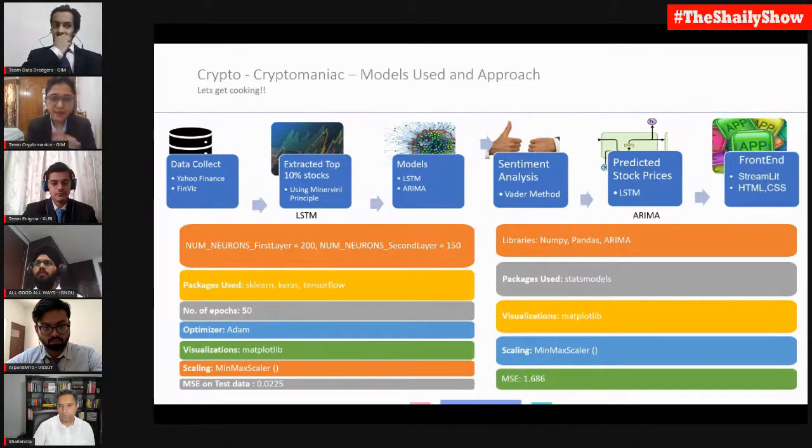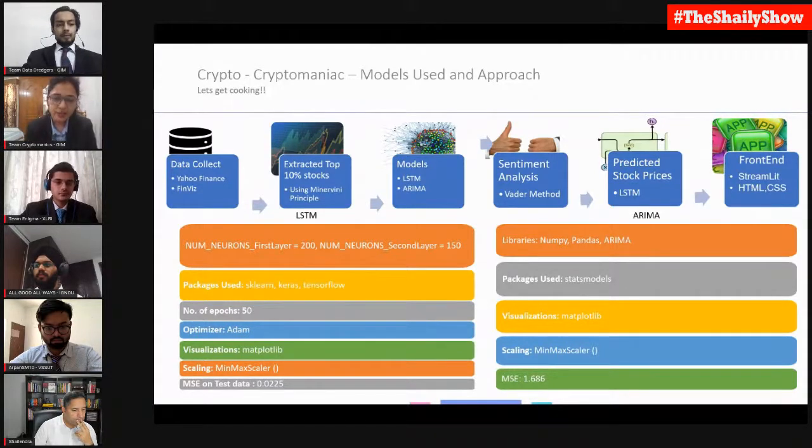So if I compare LSTM and ARIMA, first of all, the number of neurons in the first layer was 200 in the case of LSTM, and in the second layer it was 150. The packages used in both cases, ARIMA and LSTM, were sklearn and Keras, and in the LSTM case, it was TensorFlow. In ARIMA's case, it was statsmodels. The number of epochs in LSTM was 50. We have used Adam Optimizer in the LSTM model. The visualizations were done using Matplotlib. The scaling of the data to bring it into the proper format was done using MinMax Scaler.